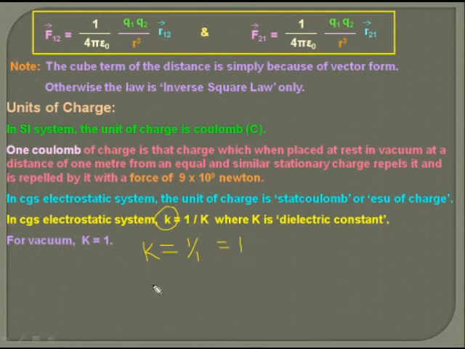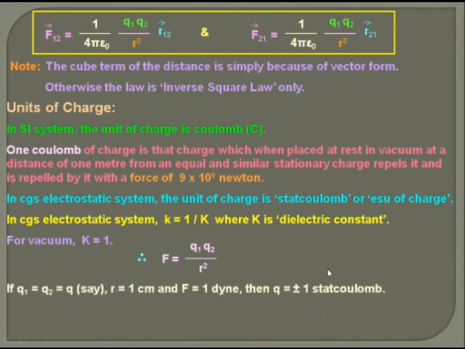So we can write the expression for force as F equal to Q1 into Q2 by R square, multiplied by 1, because the electrostatic force constant in the system is 1. The force can be written as Q1 Q2 by R square, where Q1 and Q2 have the same magnitude, R is equal to 1 centimeter and F equal to 1 dyne. We know the unit of force in the CGS system is dyne. Okay, so in that condition the charge is said to be 1 stat coulomb.